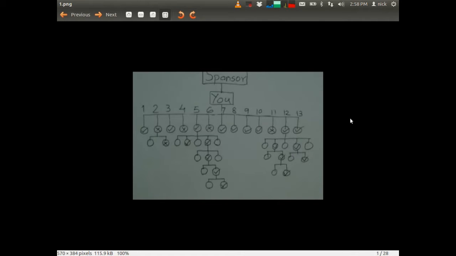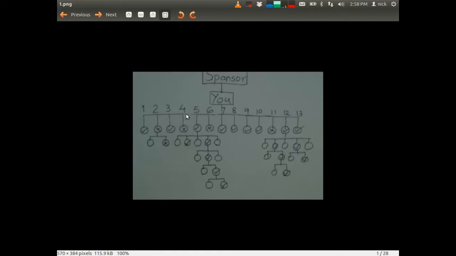Hey there. So here's the Empower Network compensation plan explained in a simple method here. Let's say you have a sponsor and here is you. Now let's say once you join, you went out and you made 13 sales.